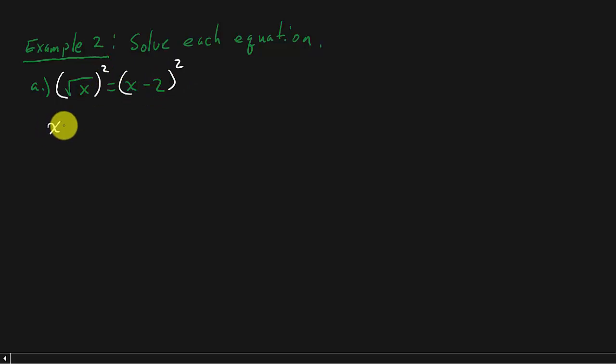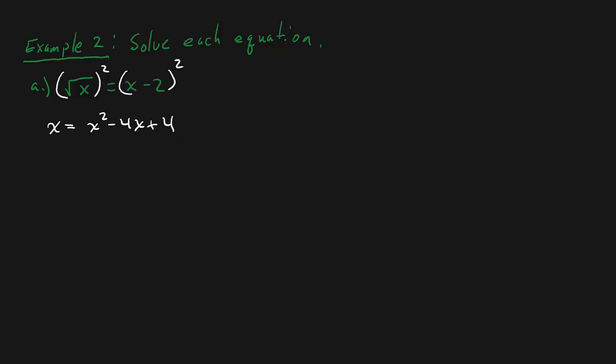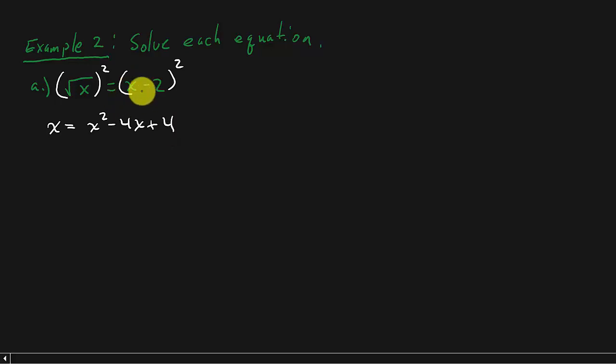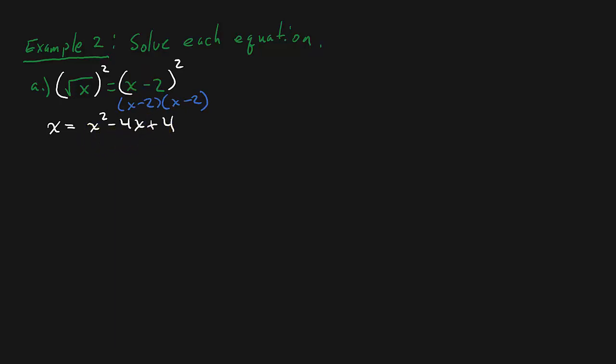And so this is going to be x equals x squared minus 4x plus 4. Now remember, this x minus 2 squared, don't write that down as x squared plus 4. Okay, students do that all the time. That is not correct. Okay, remember, this is x minus 2 times x minus 2, and you FOIL it out, and that gives you x squared minus 4x plus 4.